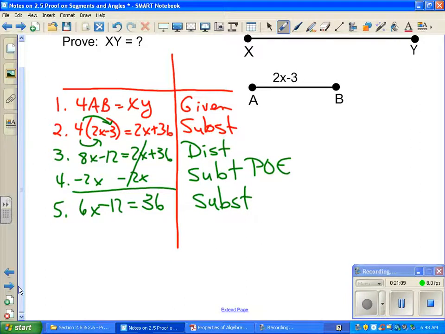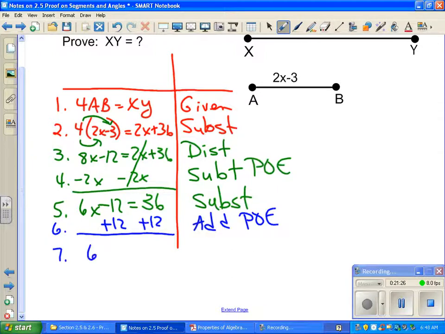Now we're down to that two-stepper, that same thing we keep looking at all the time. So we have plus 12 on each side. That's step number 6, and that means we're adding. The addition property of equality says we can add to both sides. 6x equals 36 and 12 make 48. I substituted in the answer.